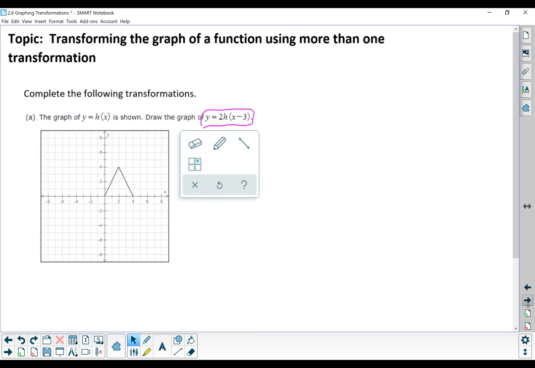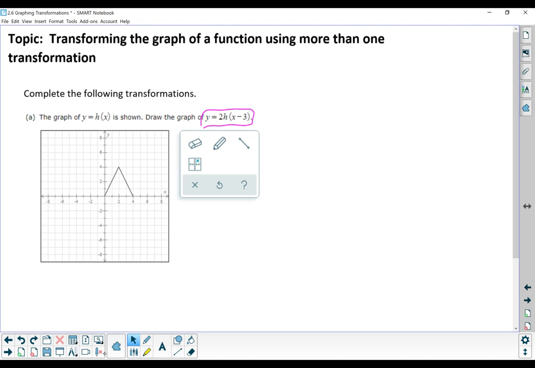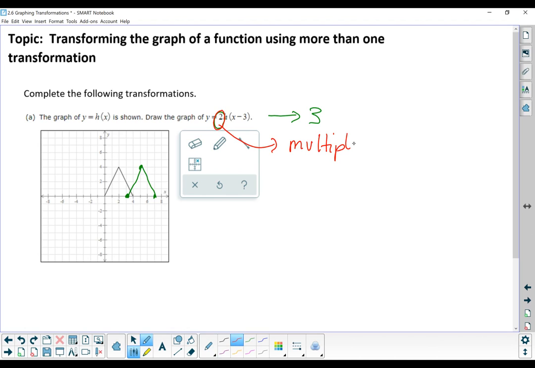In ALEKS, two shapes that you're specifically going to have to transform are this inverted V, or yours might be flipped over to start with, and then like a slanty one. And this one typically is harder. So let's do this one: 2 times h of x minus 3. This one would shift forward 3 units. So that's not too difficult. And then we also need to do a vertical stretch of 2. So this is going to multiply the y values by 2.